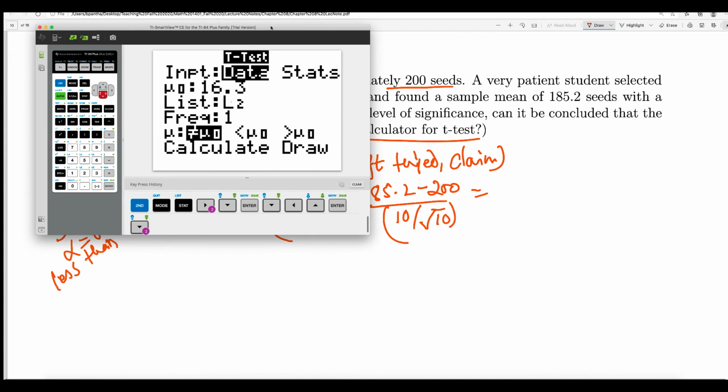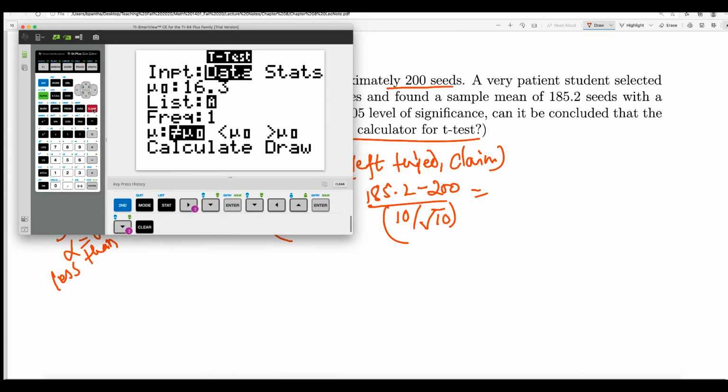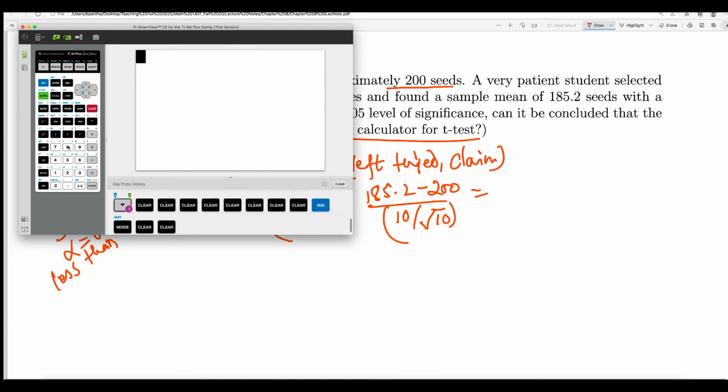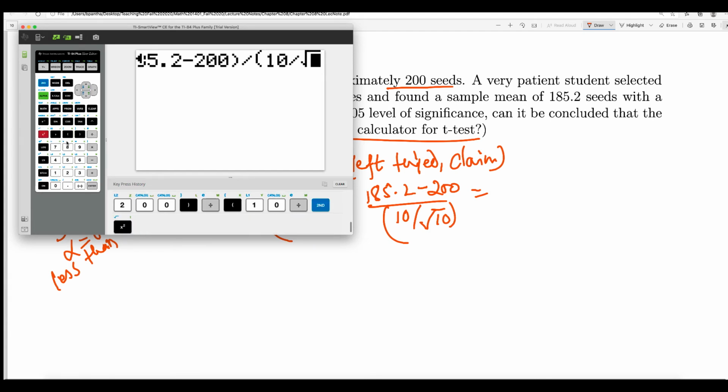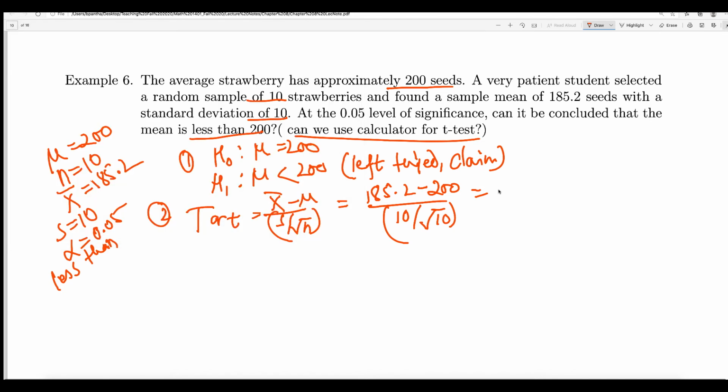Let me clear what I have here. Okay, let me quit and then clear everything. So what I want to do is 185.2 minus 200, and then close the parenthesis, divide and open the parenthesis again, 10 over root 10. So 10 divided by the square root of 10, right? And then close that. What do you get? I get negative 4.68. This is what I get, negative 4.68.